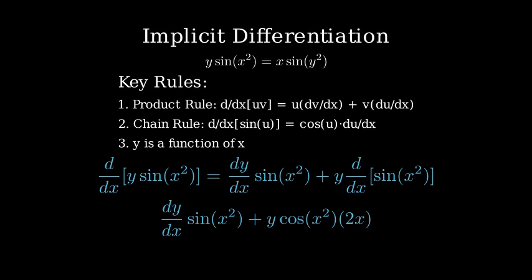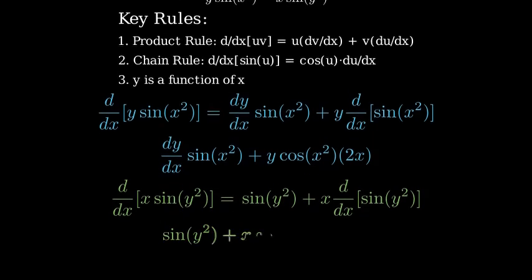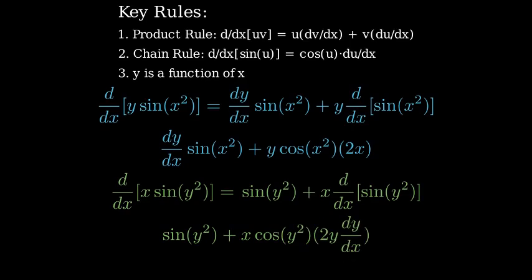Now for the right side, we need to differentiate x times sin(y²). Again, using the product rule, this gives us sin(y²) plus x times the derivative of sin(y²). For the second term, we need to use the chain rule again. The derivative of sine is cosine, and we multiply by the derivative of y², which is 2y times dy/dx. Now we can set up our equation.